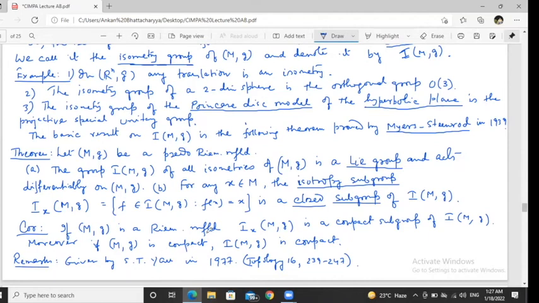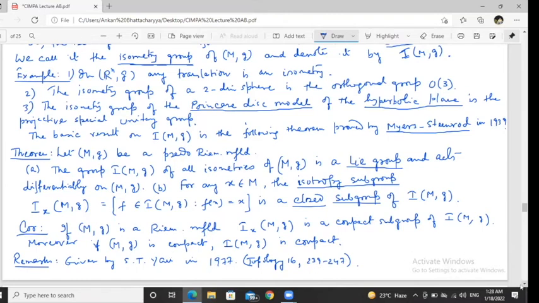If (M, g) is a Riemannian manifold, the isotropy subgroup I_x(M, g) is a compact subgroup of I(M, g). That is very important. Moreover, if (M, g) is compact, I(M, g) is also compact. If (M, g) is compact, then I(M, g) is compact.